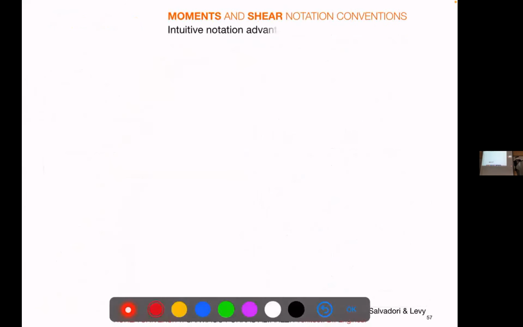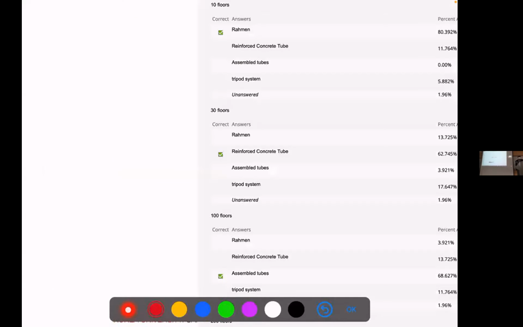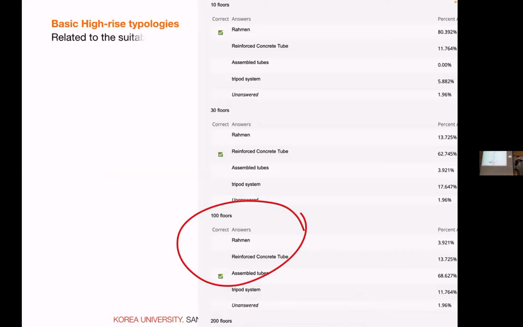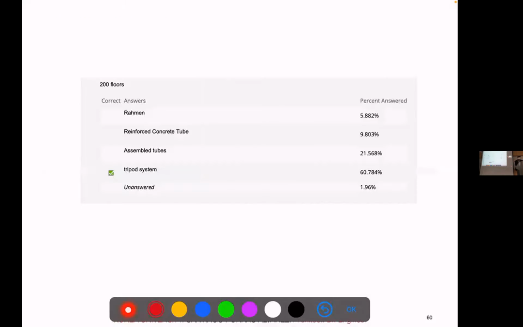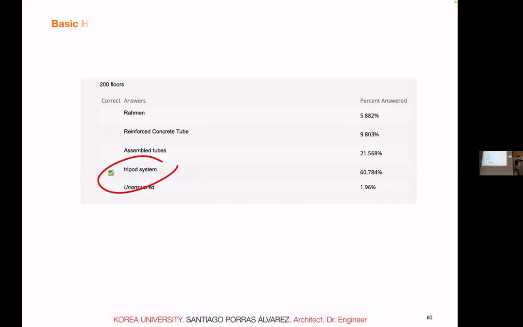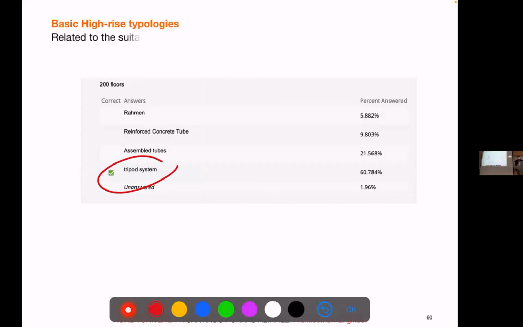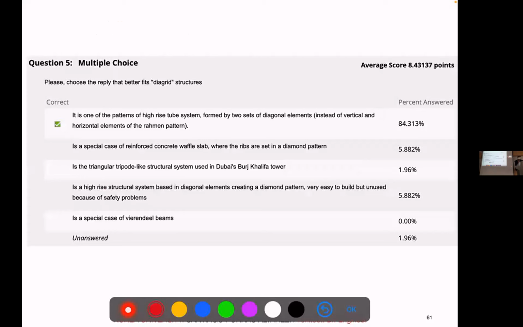This I reserved just to comment on what we said. High rise was quite okay. The only part which was a bit more controversial was whether 100 floors can be assembled tools, can be ramen, right? But as we said, the tripod system is by now the one which has the highest record on height. So just go back to the lecture and see what we're commenting there. And then the grid, everybody understood, so we don't need to explain it.